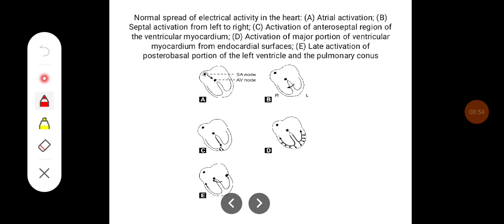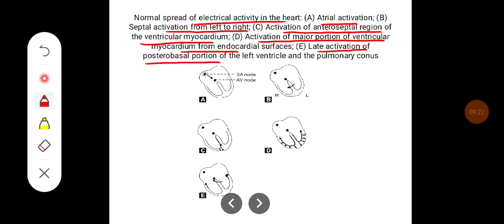So this diagram shows the normal spread of electrical activity of the heart. Diagram A shows atrial activation, B shows septal activation from left to right, C shows activation of the anteroseptal region of the ventricular myocardium, D shows the activation of the major portion of the ventricular myocardium from the endocardial surfaces, and diagram E shows the late activation of the posterior basal portion of the left ventricle and the pulmonary conus.